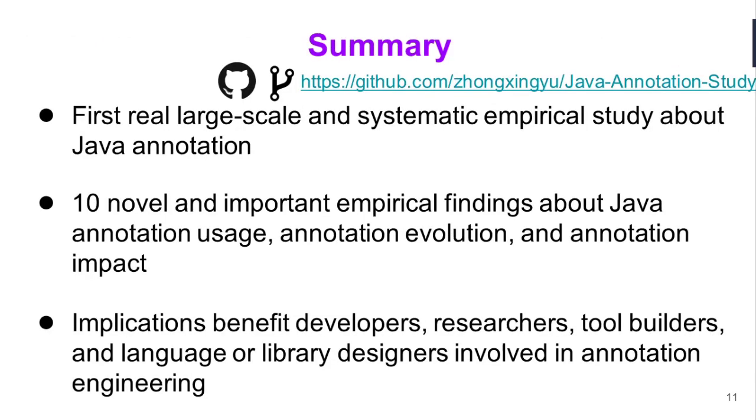For other findings and implications, please see our paper. Here is a summary of our study, and our code and data are available on GitHub.